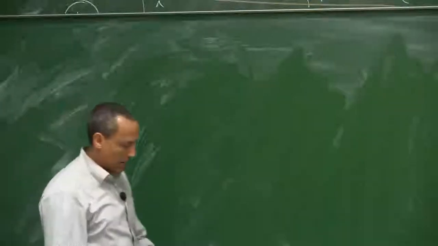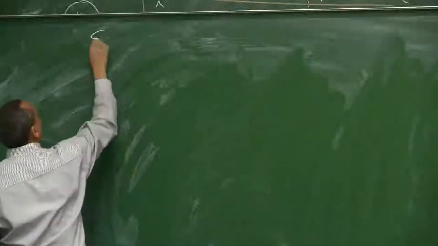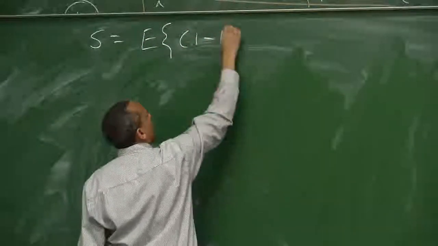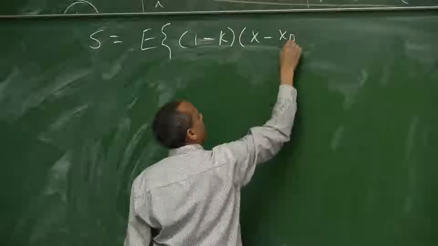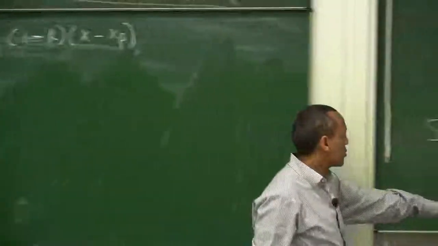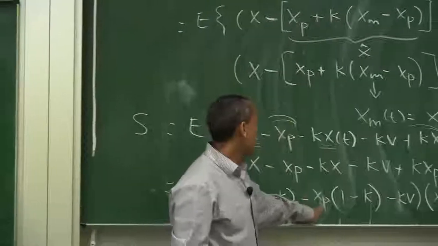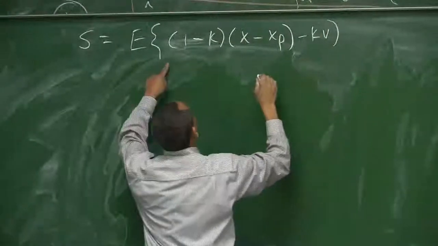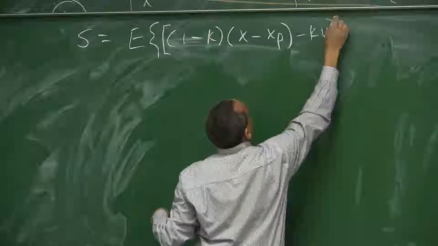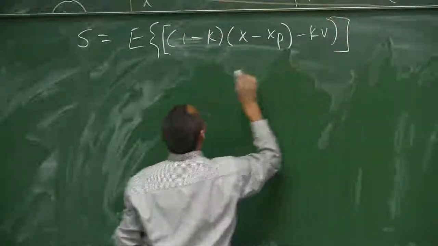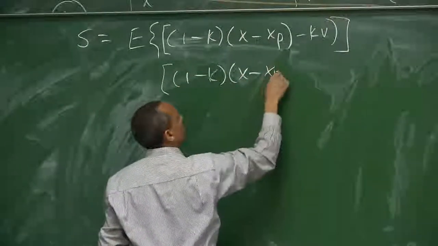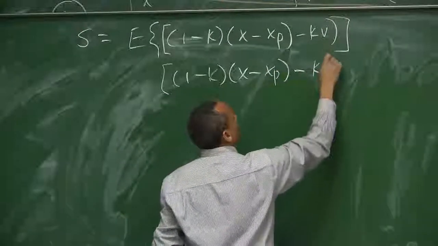So let's just collect again like terms. S is equal to the expected value of (1 minus k) into (x minus xp), because here it is a positive x, here we have a minus xp. Then minus kv into the same thing, into (1 minus k)(x minus xp), minus kv.